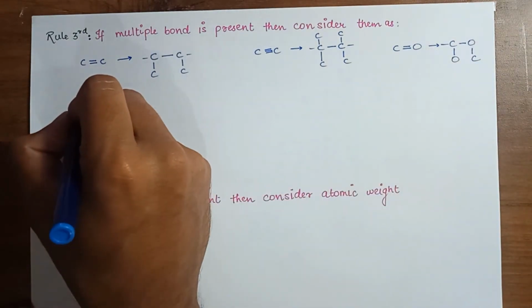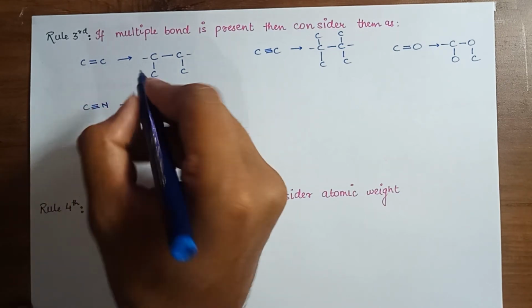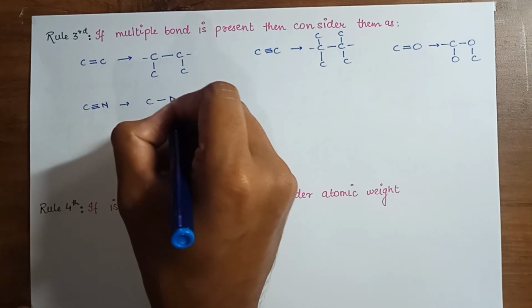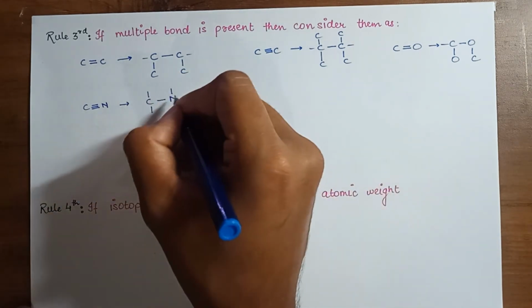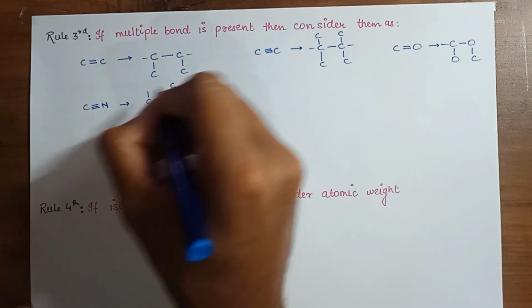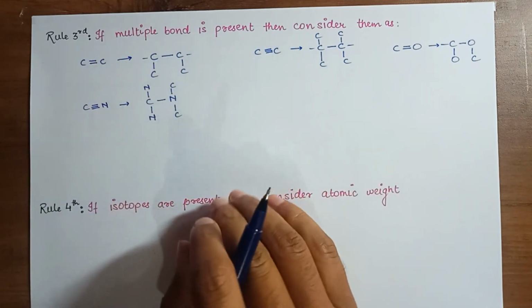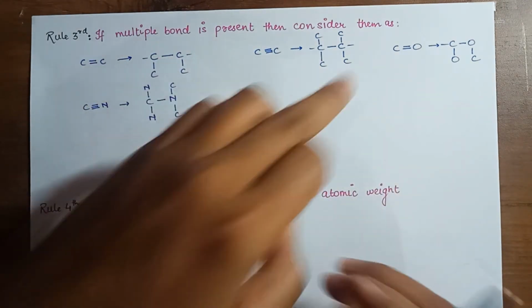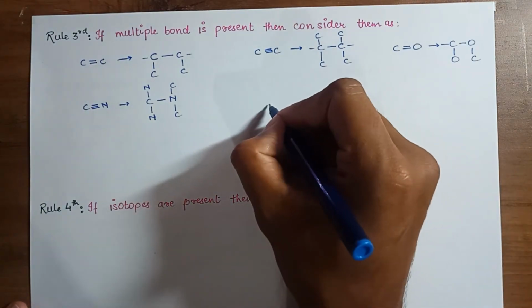Next, C triple bond N. How to represent this? Break the bond, break another bond. So with nitrogen you have to attach C, with carbon you have to attach nitrogen. So this is the way to represent double bond, triple bond, C double bond O and C triple bond N. We can see the example.